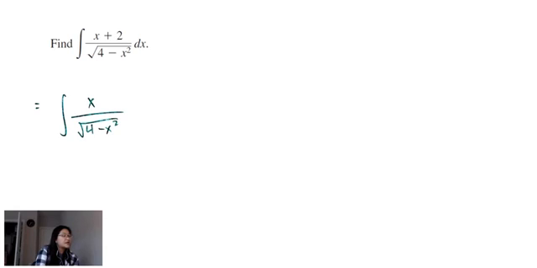How about this one? This one, it looks like we need to break it up. How are we going to break this up? And then use some good algebra to get us out of trouble. So let's see. This is equal to the integral of x over root 4 minus x squared plus 2 over root 4 minus x squared dx.